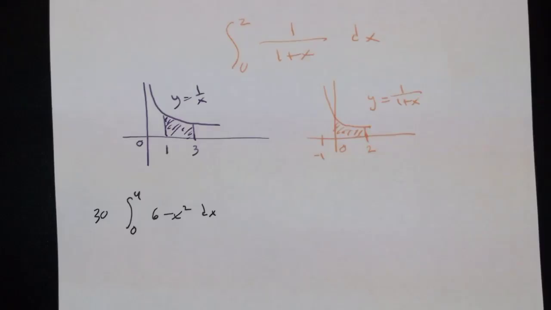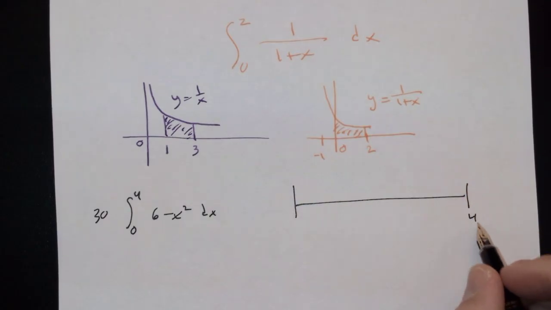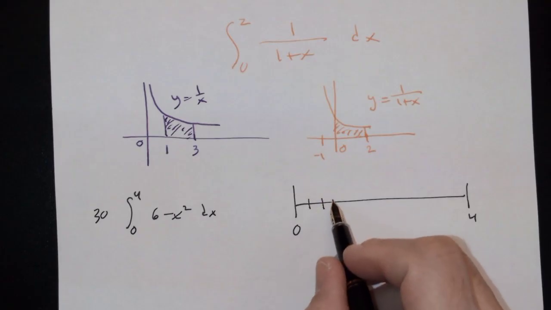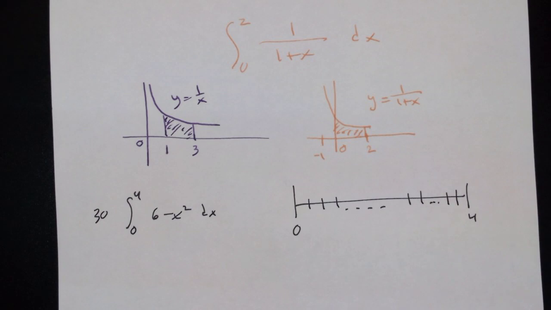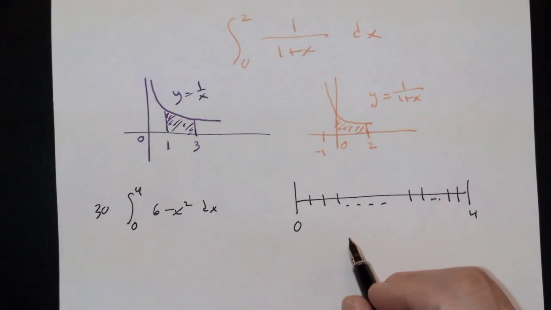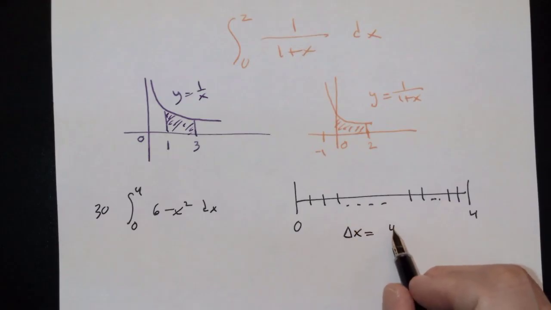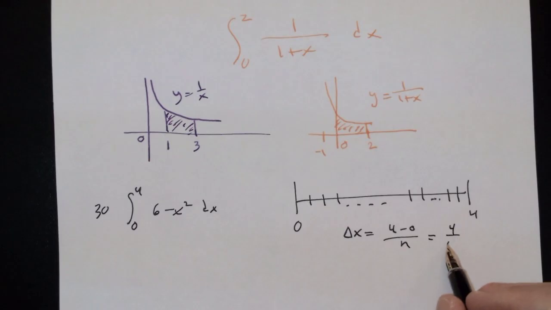So this time I'm going to do the reverse of what I did for Angela's problem. Instead of figuring out what it is from the sum and writing it as an integral, we take the integral and write it as a sum. If I am using n rectangles, then delta x, the width, should be (4 minus 0) over n, or just 4 over n.